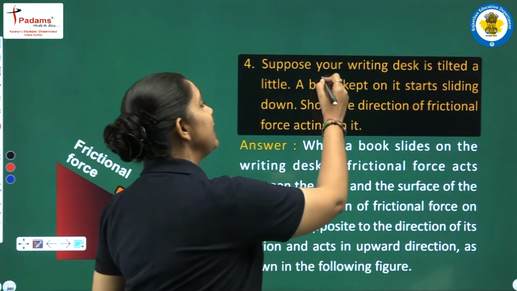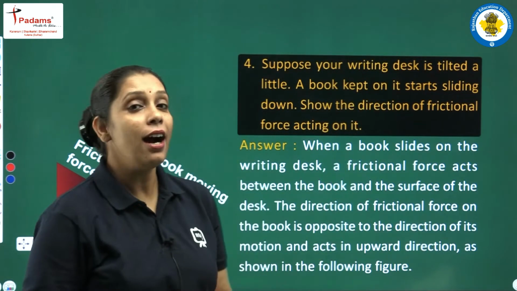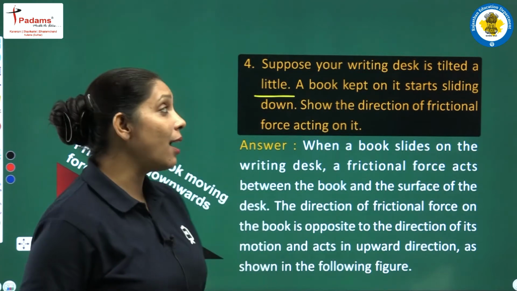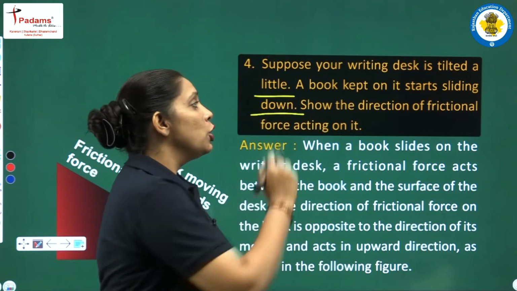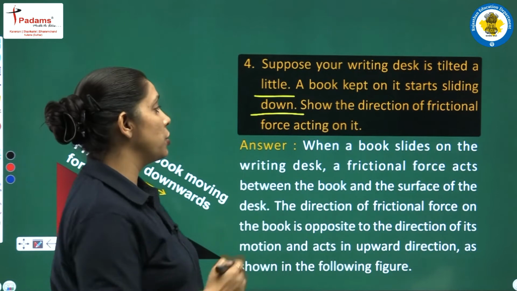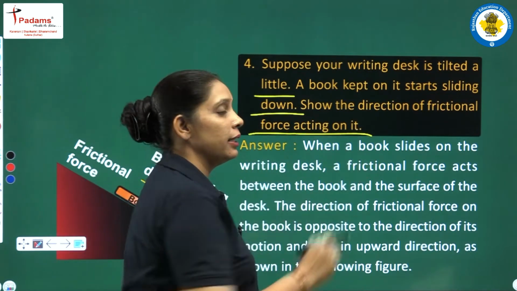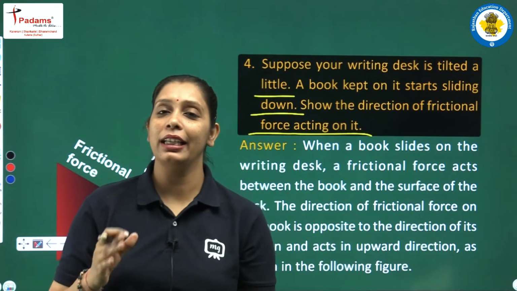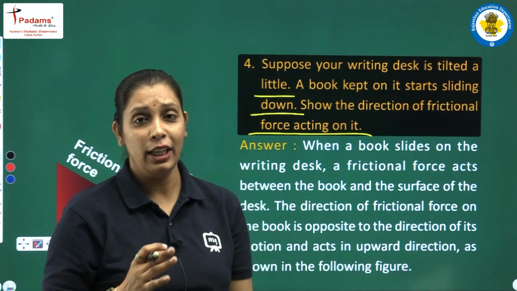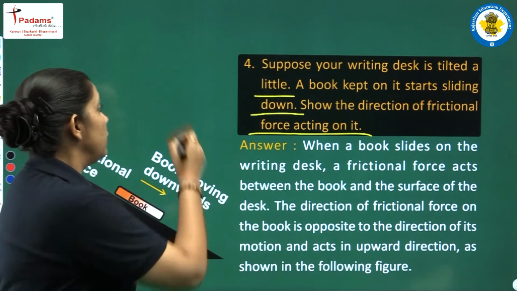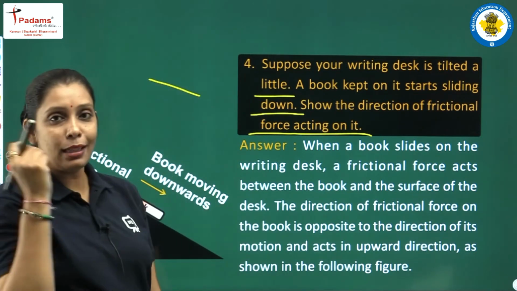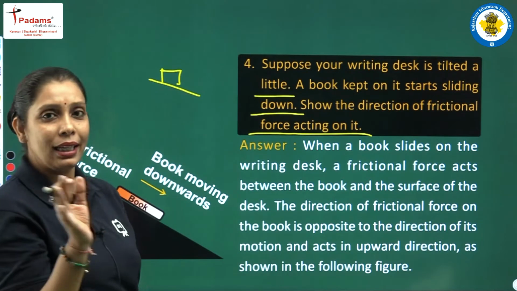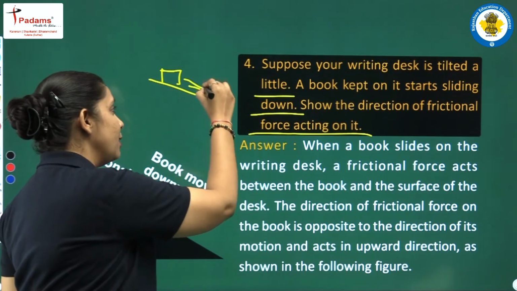Suppose your writing desk is tilted a little. A book kept on it starts sliding down. Show the direction of the frictional force acting on it. This question is very easy and we know in which direction our frictional force will act. This is your desk. It is tilted a little bit. Fine. So the object, either it is a book or something else, it will slide downward.